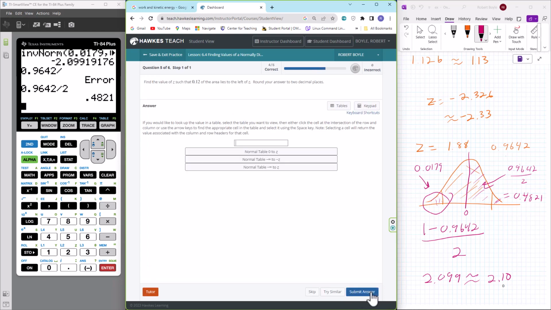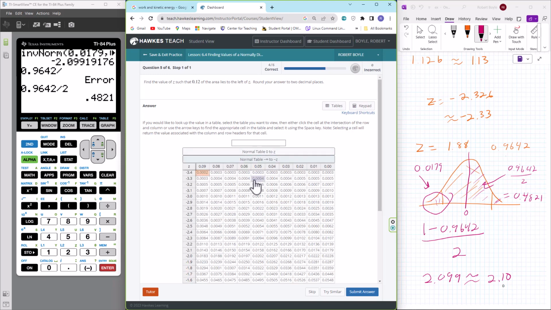Okay, so our next one is to find the value of z such that 0.12 of the area lies to the left of z. Since the area is 0.12, which is less than 0.5, we can use this table here. If it's greater than 0.5, you want to use negative infinity to z. Okay, let's start with this one.